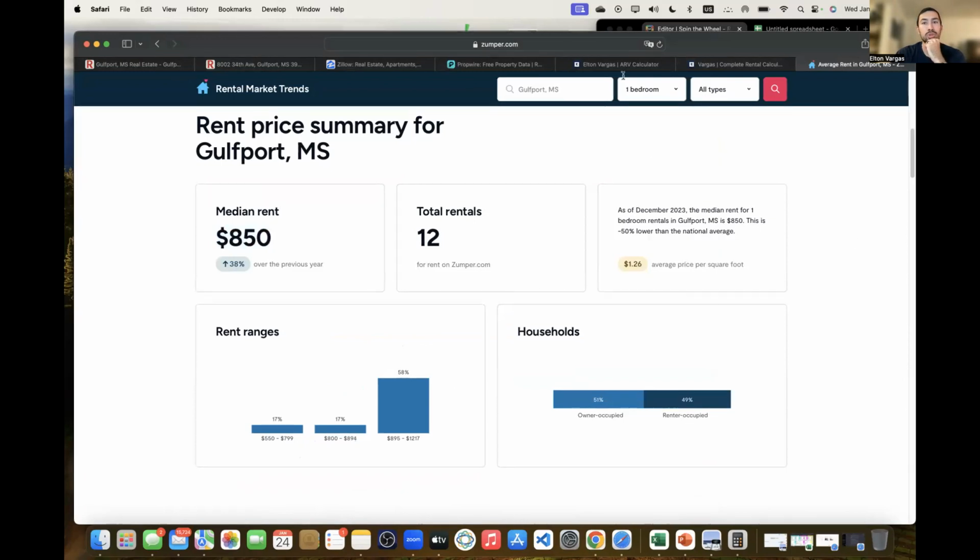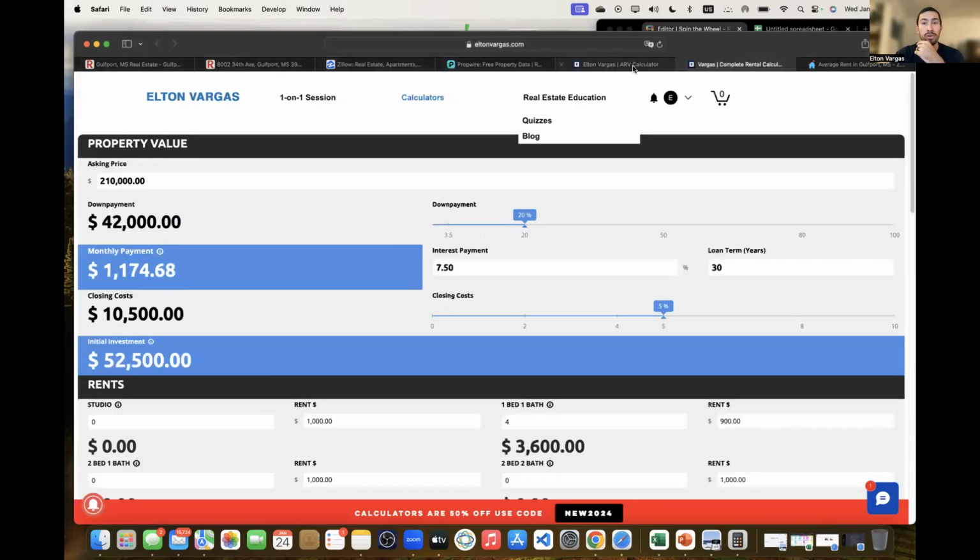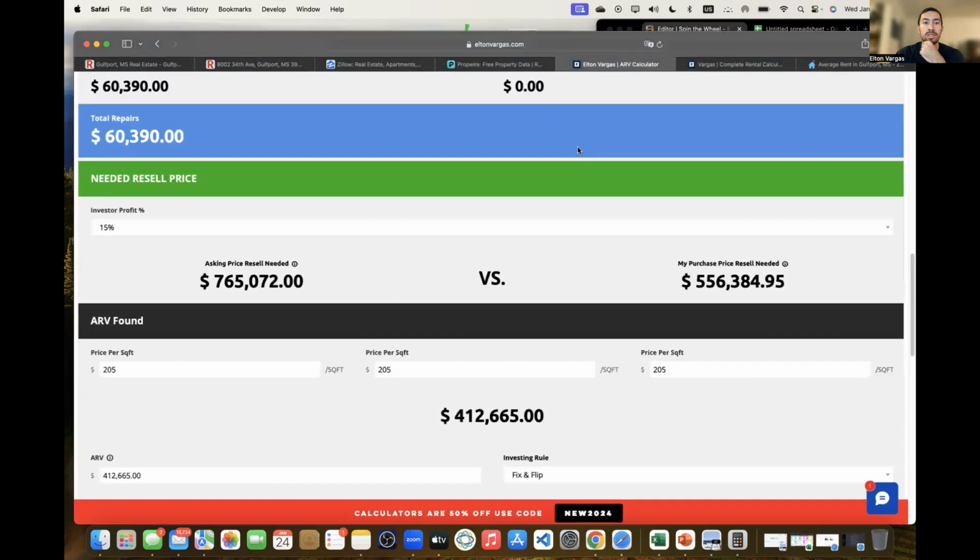But those are the two examples of how to use the rental calculator to analyze rentals if you're looking for an end buyer who wants rentals, or the ARV if you're looking at fix and flip and wholesaling deals from here.